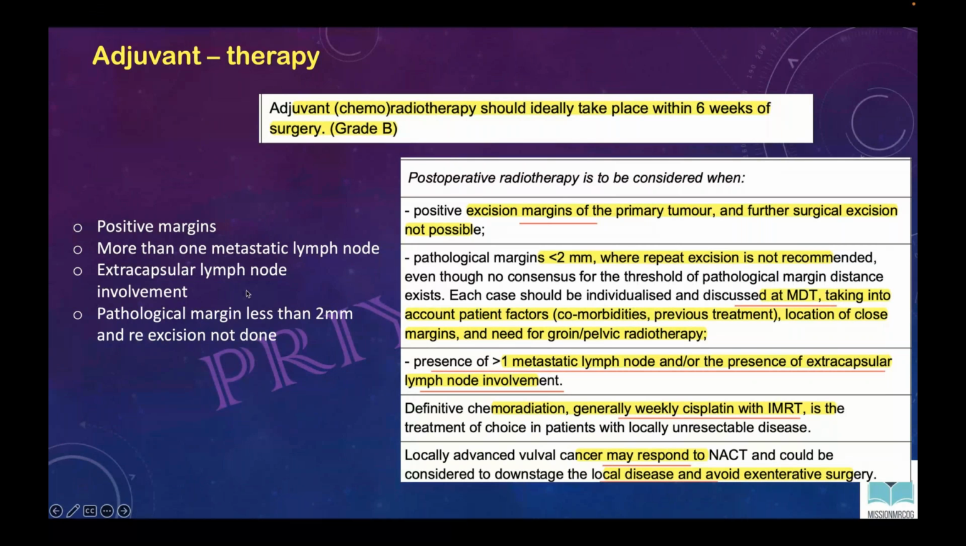If there is extracapsular lymph node spread, or if the pathological margin of the specimen removed is less than 2 mm, then re-excision ideally is to be done; if it is not done, then they will consider adjuvant post-operative radiotherapy. So these are the few things that you should know. Usually you will find the question from the lymph node only.